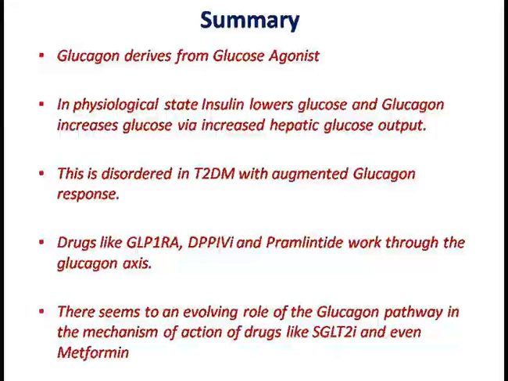Drugs like GLP-1, DPP-4 and pramlintide work through the glucagon axis. As I showed you, there is not only an increase in insulin secretion, there is the added synergistic effect of reduction of glucagon, which leads to the efficacy of GLP-1 receptor agonists and DPP-4 inhibitors. And now, with glucagon coming so much into the picture, there seems to be an evolving role of this glucagon pathway, because even older drugs like metformin and newer drugs like SGLT2 inhibitors seem to have some effect on this axis, making them worthwhile glucose-lowering agents.